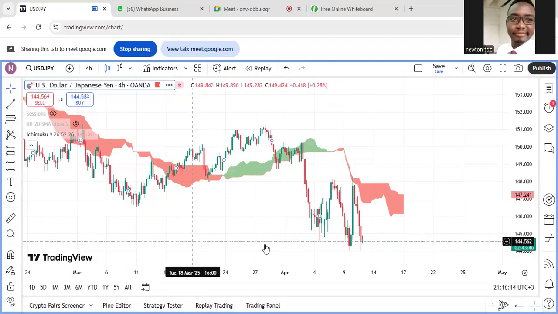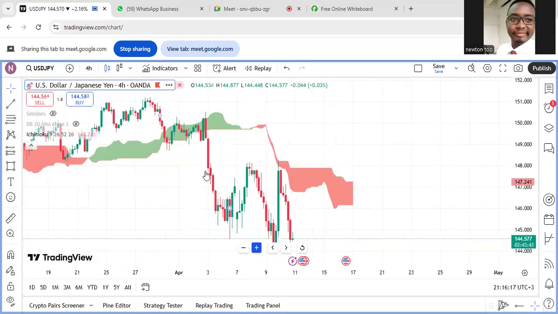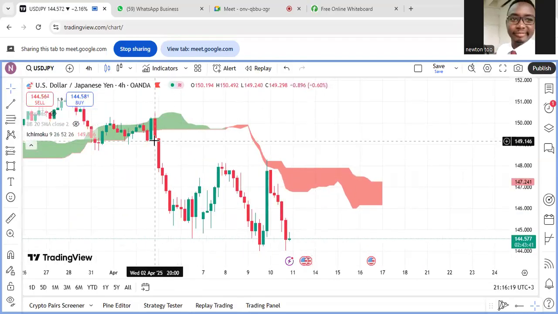Yeah, you can see USD JPY at the moment, there has been that bounce. Now you see, like this one, now I'm telling you, this one, like this one.